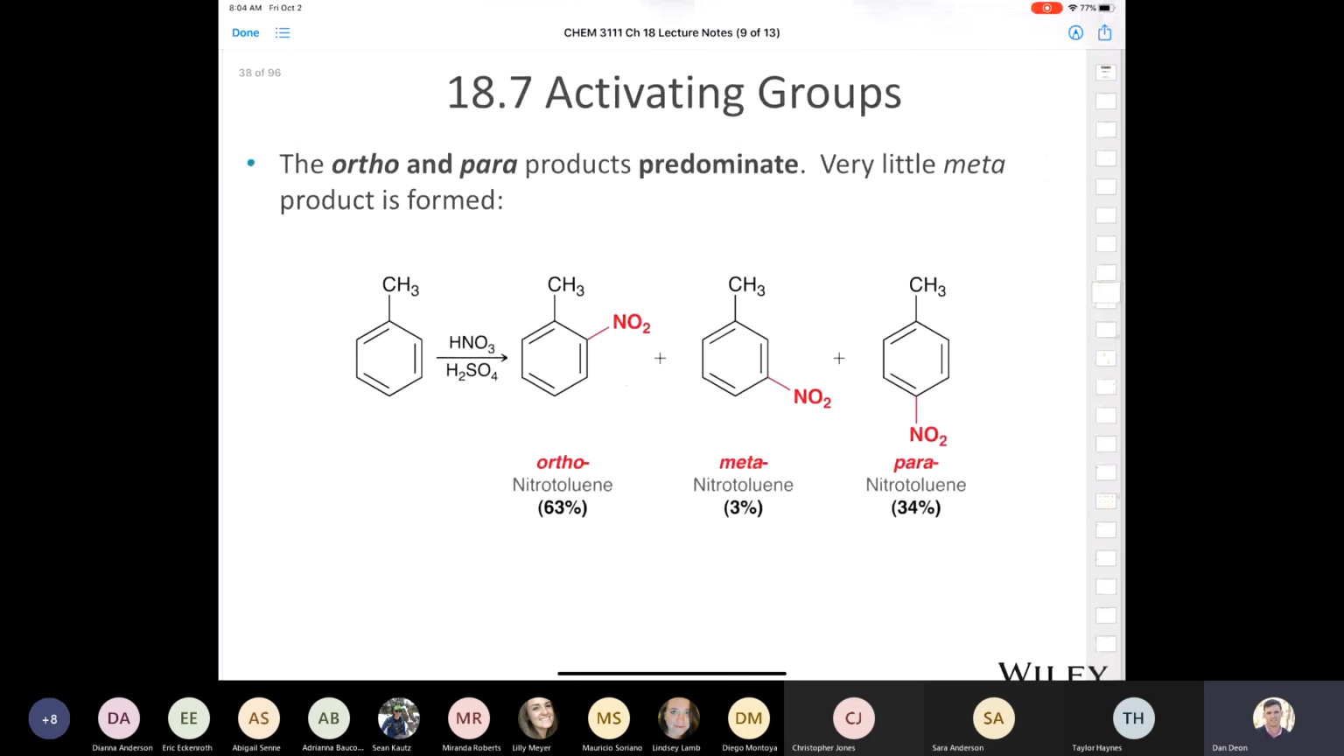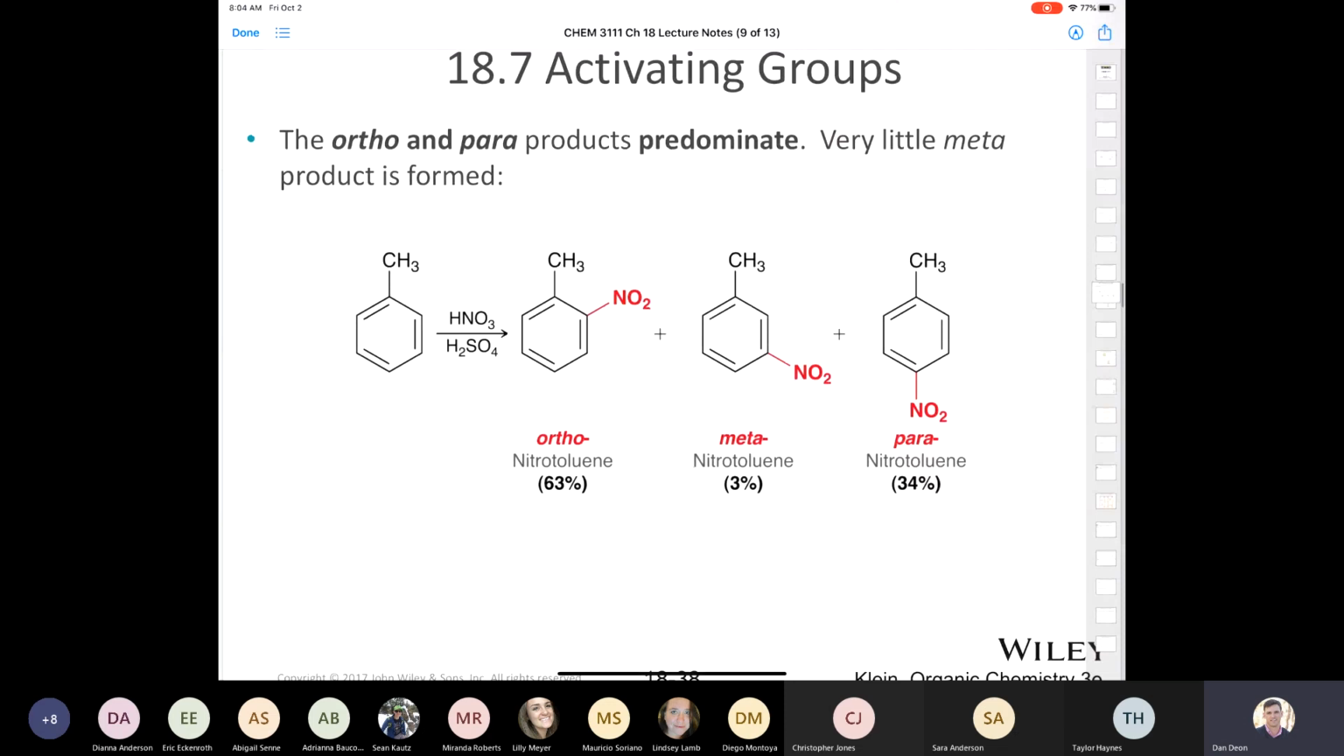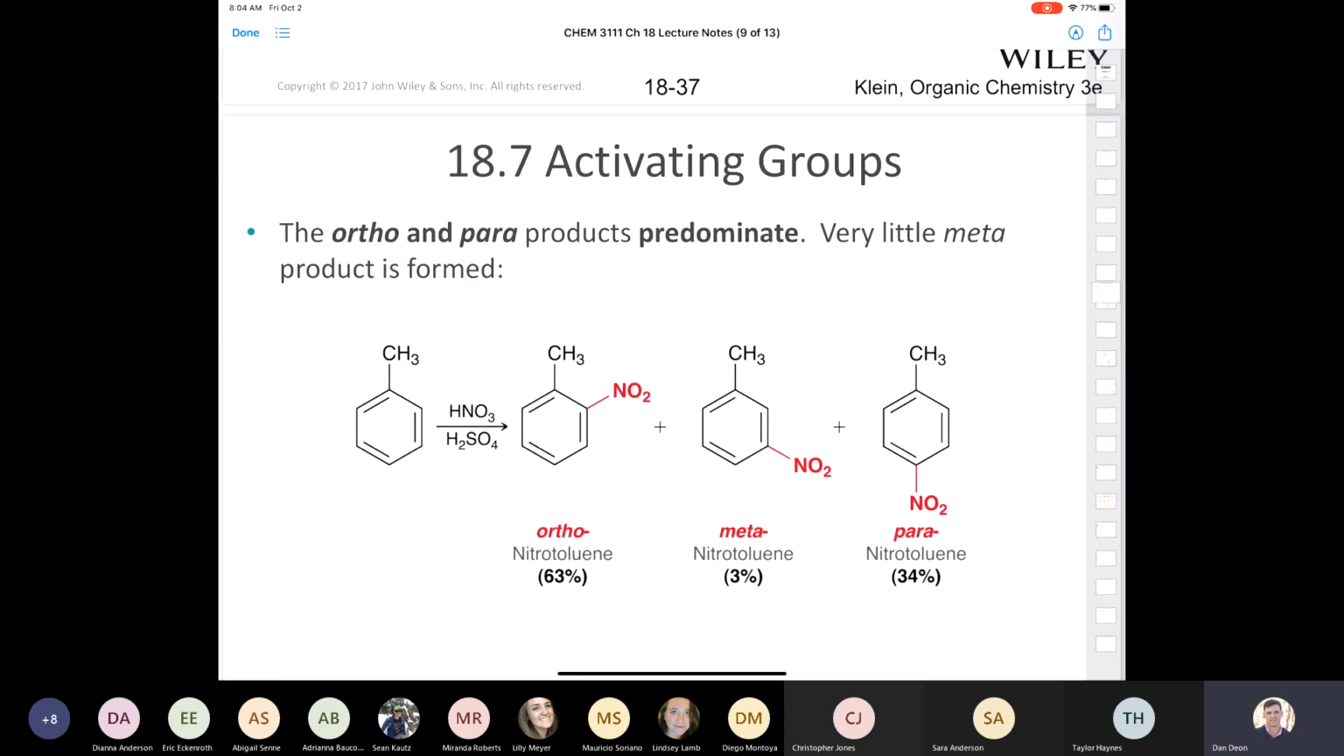And what you see is that when you nitrate toluene, or you treat it with nitration conditions, it says here that the ortho and para products predominate, and you can see that reflected in the percent yield. We get 63% ortho, so that's the majority. Then we get 34% para product, and we only get 3% of the meta product. Okay, so we get very little meta product. And there's a very good reason for that, and that is based on the sigma complex.